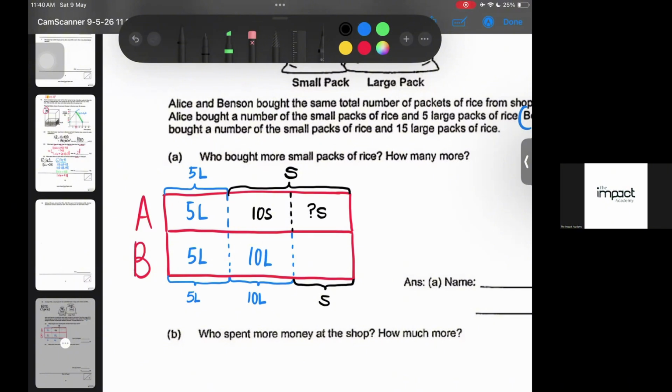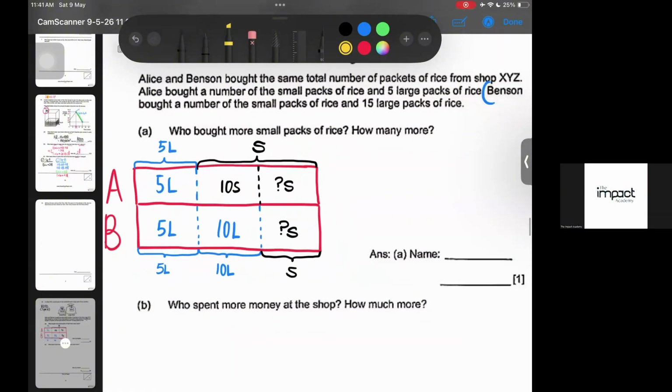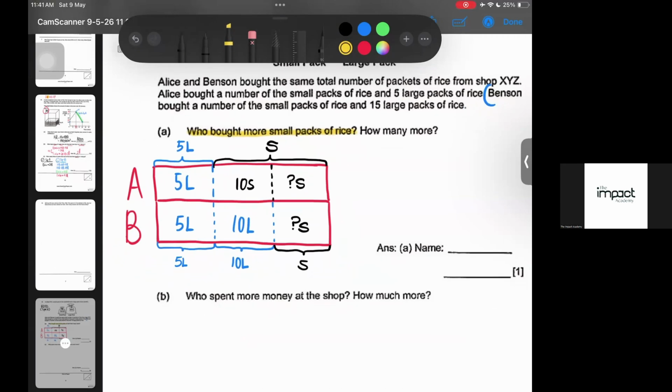And Benson, you're so annoying. You didn't tell me anything. Now I have to put question mark small. Y'all agree or disagree? Make sense or don't make sense? Easy or not this question? It looks complicated. But this is a PSLE Helen Ivan question, the one that created a lot of hoo-ha. So I know how to solve the question already. Who bought more small packs of rice? Alice. Why Alice? Because for Alice, the model for small is very big.